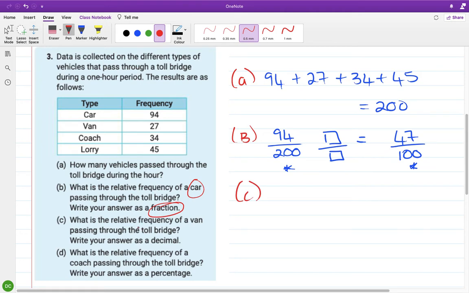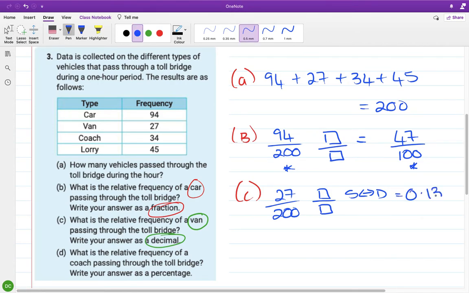Part C, what is the relative frequency? This is a van passing through the toll bridge, and our answer as a decimal. Okay, so 27 vans out of 200, and as a decimal, so I'm going to need to type it in like this as a fraction, and then to convert it into a decimal, I'm going to have to use my SD button. So 27 over 200, press my SD button, and I'm getting 0.135.